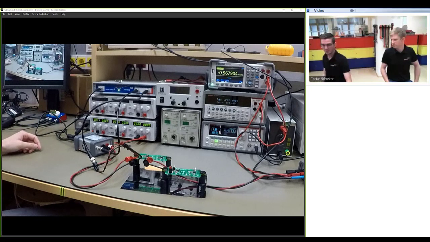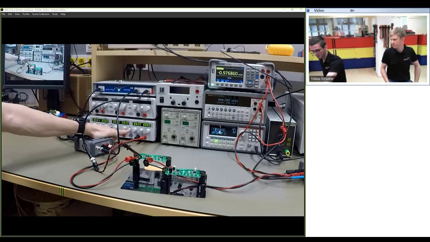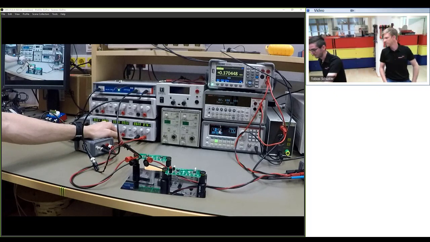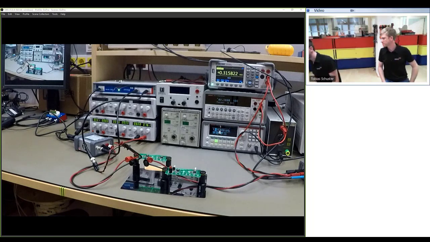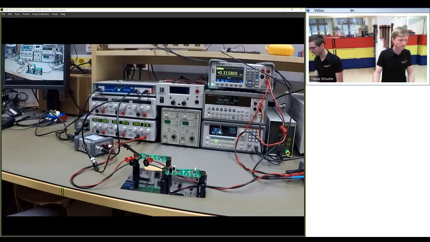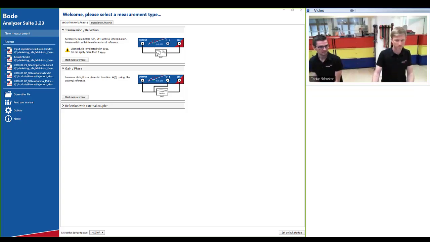Now the line injector is connected to power, and we can switch on the power supply. Okay, we have 8 volt input voltage. The output current is 0.31 amp, and the output voltage is also 3.2, like it should be. Okay, in this case we can now perform the measurement.